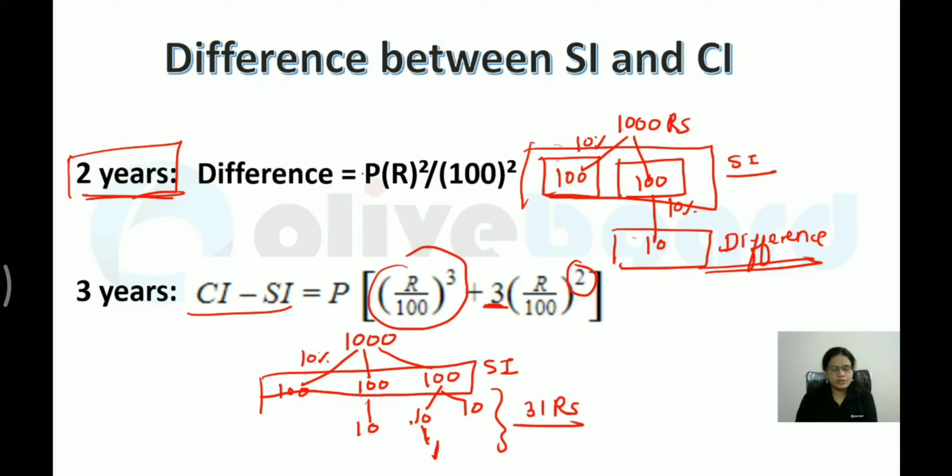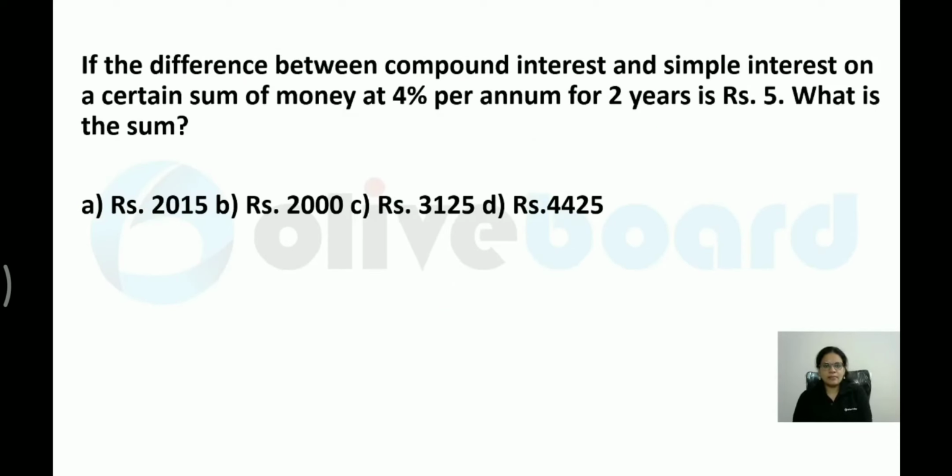Are you getting it? So either you can go by the formula or you can use the tree diagram. Anyways, you will be getting the same answer over here. Now let me take example so that it will become more clear to you. So difference between compound interest and simple interest on certain sum of money at 4% per annum for 2 years, they have given you the difference over here.